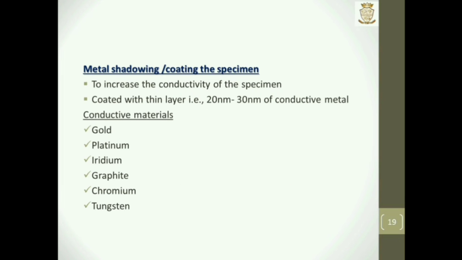Another step is metal shadowing or coating the specimen. Metal shadowing is used to increase the conductivity of the specimen. It is coated with a thin layer, that is 20 to 30 nanometers, of conductive metal. Conductive materials are gold, platinum, iridium, graphite, chromium, tungsten.